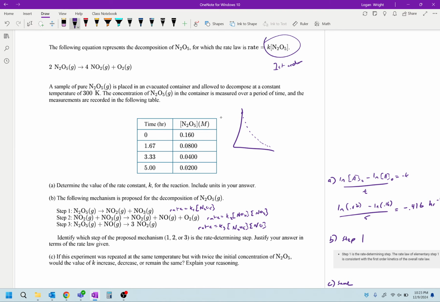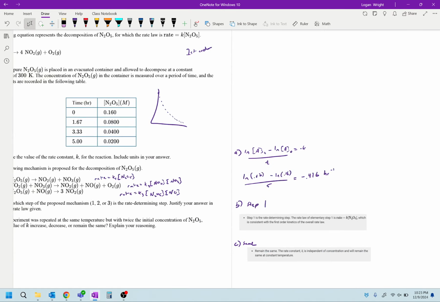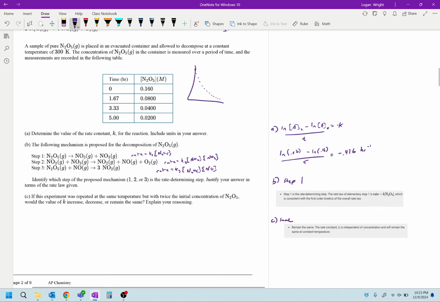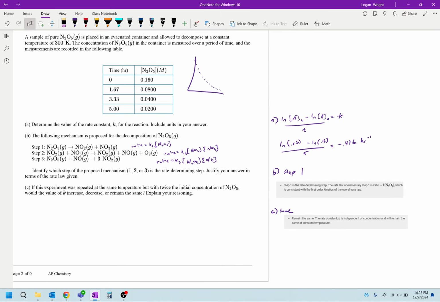So you need to know that it's first order, and you need to know from your reference sheet how to get the equation for first order. So that's going to be the natural log of the concentration of A at time t minus the natural log of the concentration at initial time equals negative kt. And down here, I've already solved for negative k. And when you plug it in, I chose the first and the last. It doesn't matter. They're all going to give you the same value.